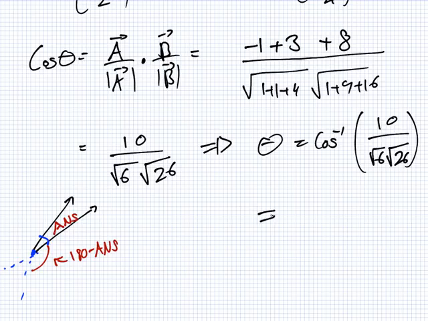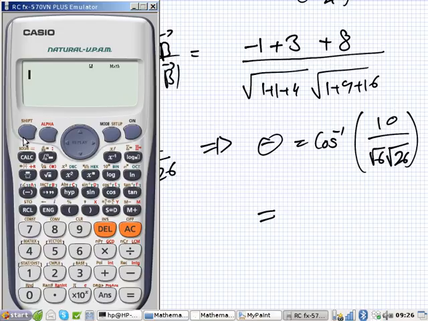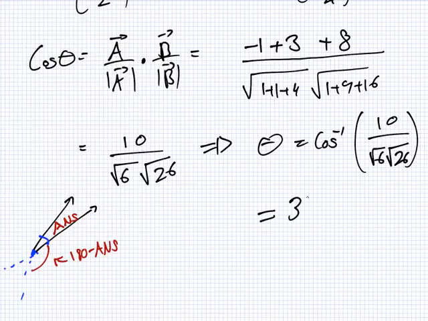So let's see. Does anyone have their calculator handy? Oh wait, no, mine's loaded here. Cos inverse 10 over square root 6 times 26. And I'm in radian mode. Let's go back to degrees, which is fine. You just have to give the answer as radians. 36.8 degrees.